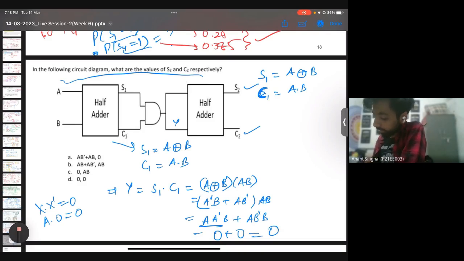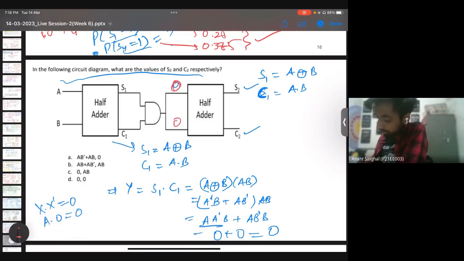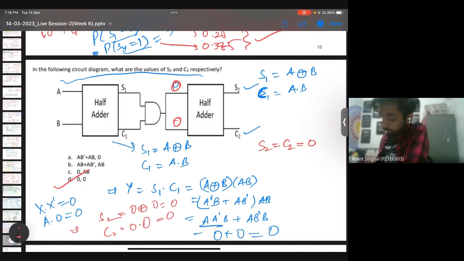So in this half adder, what we are getting is 0 and then again 0. So we know that S2 will be nothing but 0 XOR 0, and C2 will be 0 into 0. So both S2 and C2 will be 0. So the correct answer to this question is option D.